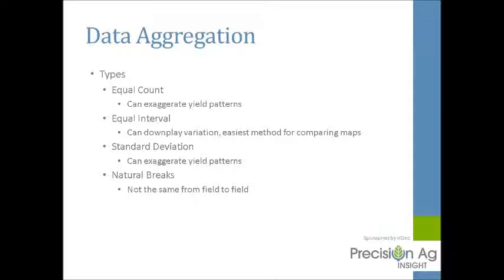Natural breaks probably is what the majority of people use, and that's typically what I use. But the one thing to keep in mind there, of course, and everybody's noticed, is that it's not the same from field to field. Those natural breaks are calculated based on your low and high yield points. So keep that in mind, and I would encourage you to change those around on yield maps to see how that variation changes, and obviously pay attention to the legend and the yield ranges in those legends.